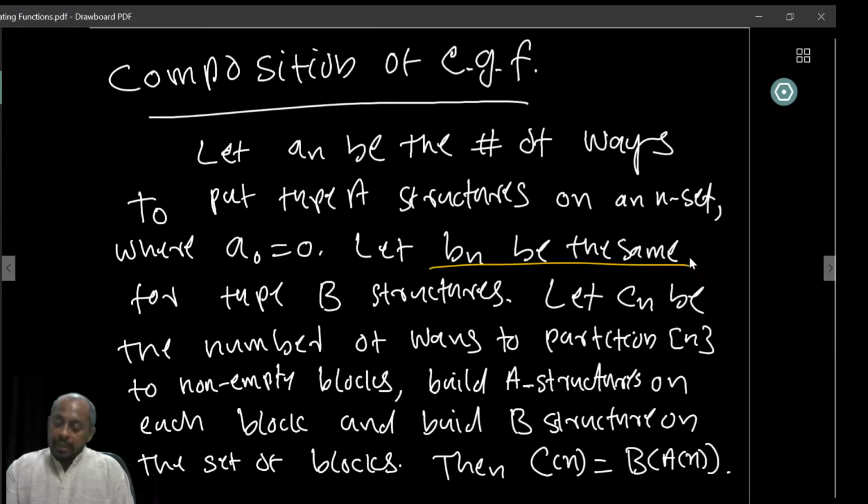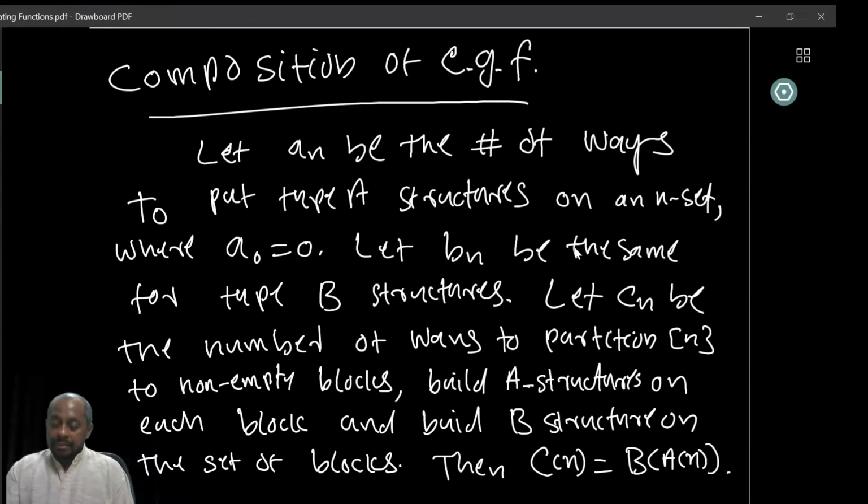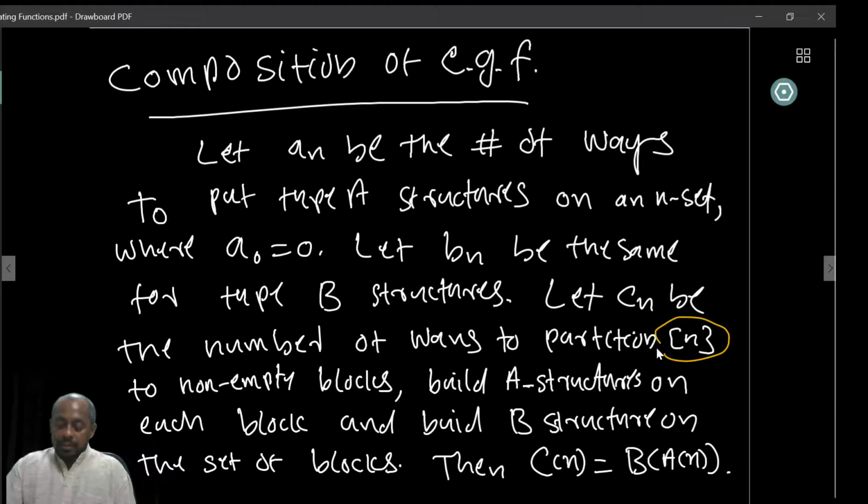Then B_n is the same for type B structures, right? The number of ways to put type B structures on an n-element set. We don't have to assume that B_0 is 0. Now let C_n be the number of ways to partition the set 1 to n into non-empty blocks.